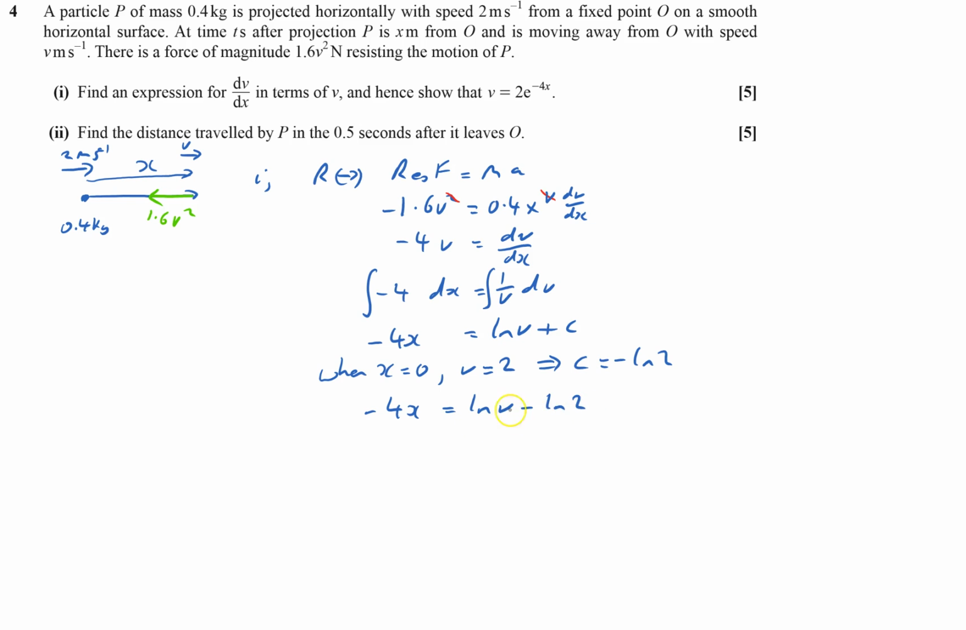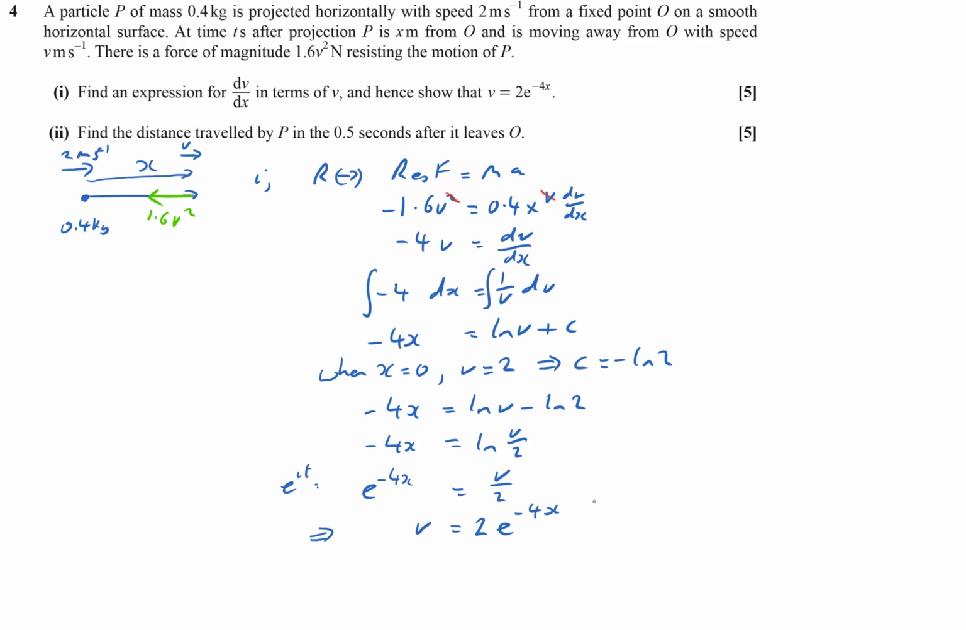I can put those together using the rules of logarithms, so that'll be the ln of the quotient, v over 2. Now I want to get rid of the ln, so I'm going to exponentiate, and that gives us e to the minus 4x equals v over 2, and therefore v equals 2 e to the minus 4x.